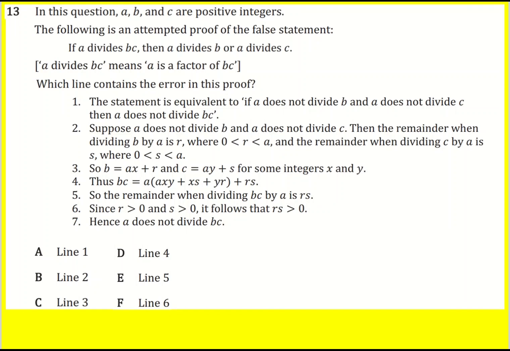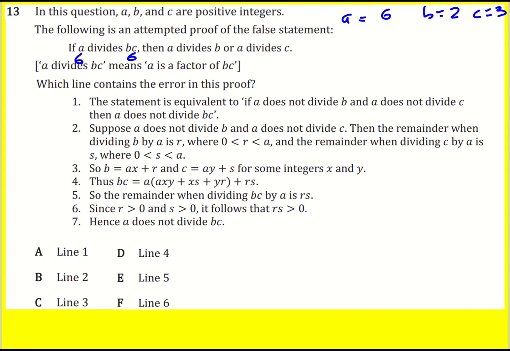A, B, and C are positive integers, and the following is an attempted proof of the false statement: if A divides BC, then A divides B, or A divides C. A good example, which I'm going to use later on, is A dividing 3 times 2. If A is equal to 6, B equals 2, C equals 3, then 6 divides 6, but 6 does not divide 2 and does not divide 3. So you can see that this is going to be a false statement.